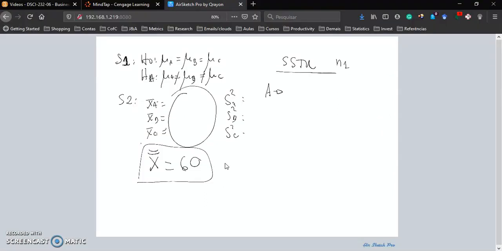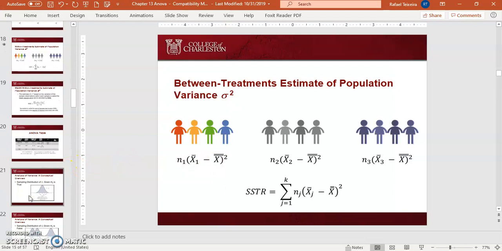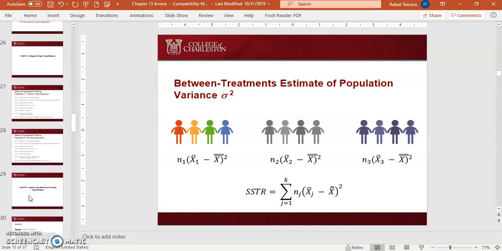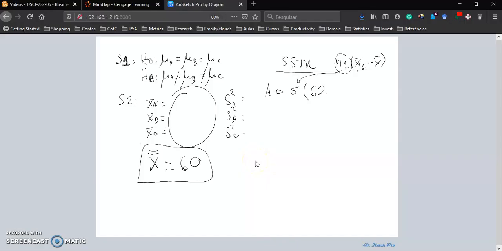So the overall formula is n1 times the group mean minus the overall mean. For group 1, I have 5 observations, multiplied by the mean of group 1, which is 62. How can I know the mean? Remember, I took note, it's in the problem. So the mean is 62 minus the overall mean, which is 60.